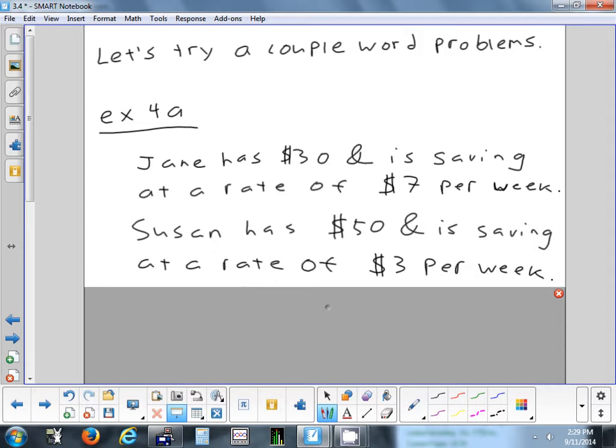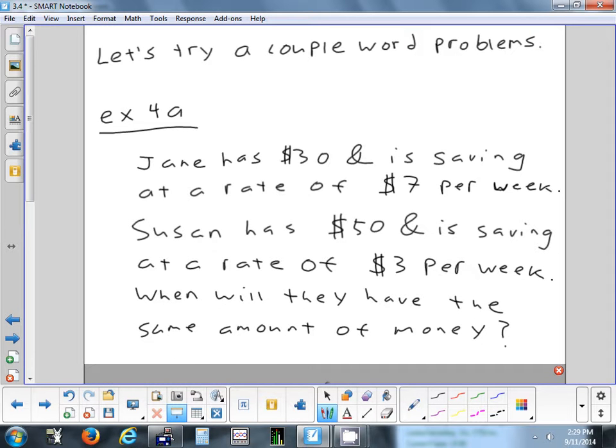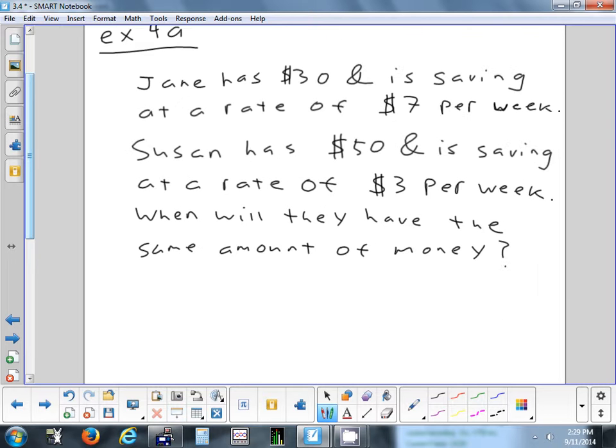Okay? Even though she didn't start out with as much, she's saving more money every week. She's going to catch up. We want to find out, when do they catch up? Okay, when do they have the same amount of money? So we're just going to set up the equation, and then we'll leave it at that. How much money does Jane have to start? She has $30. Now she's going to be saving $7 every week.